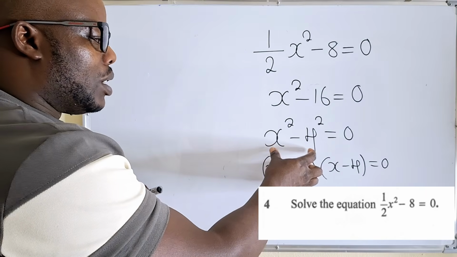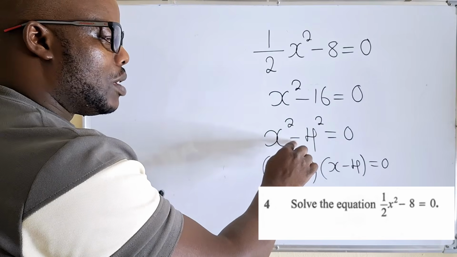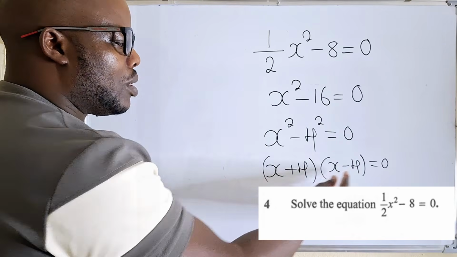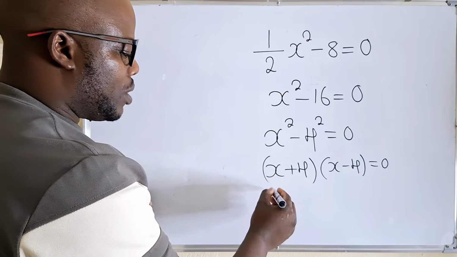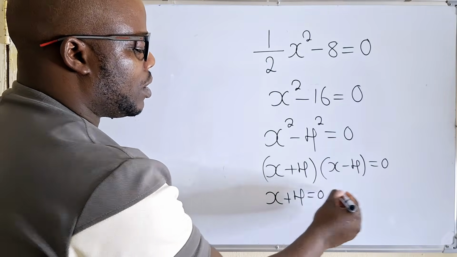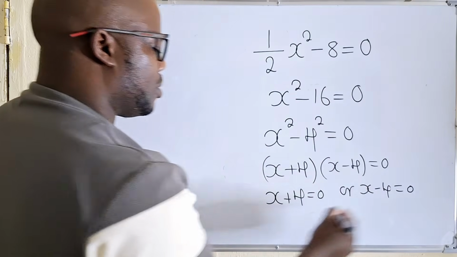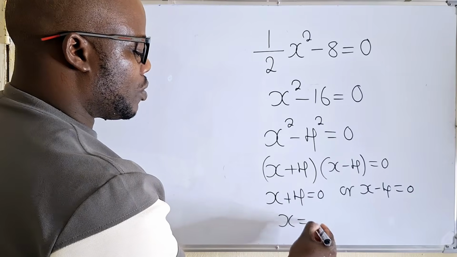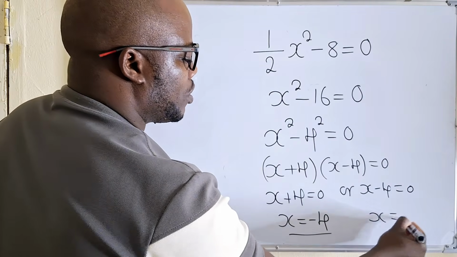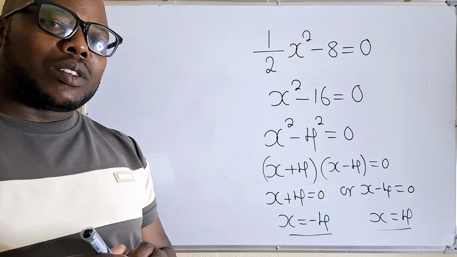When you've got two bases here and the powers, power 2, there's a minus sign. You get this, you put a plus, the same thing, you put a minus. So we can form two equations: x plus 4 is equal to 0, or x minus 4 is equal to 0. So this will be x is equal to negative 4. One of the solutions, the other one is x is equal to 4. So this is how you use difference of two squares.